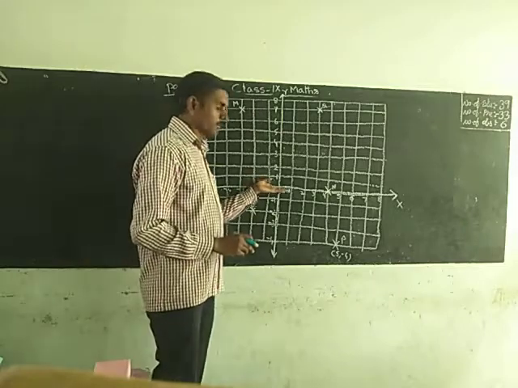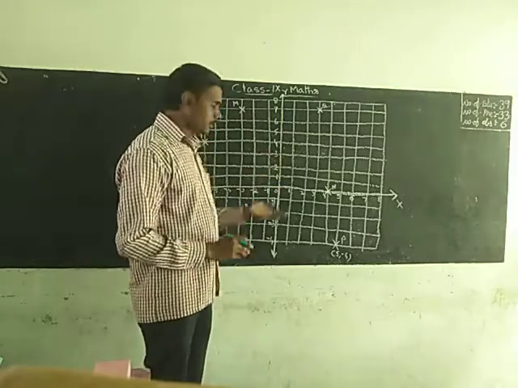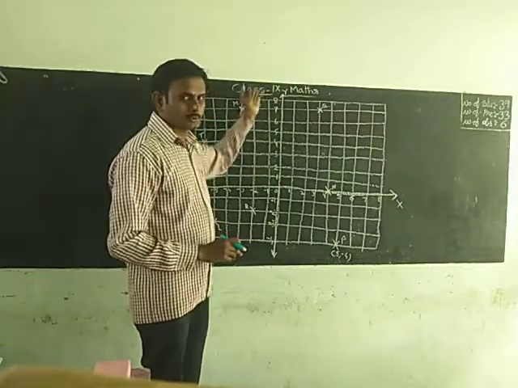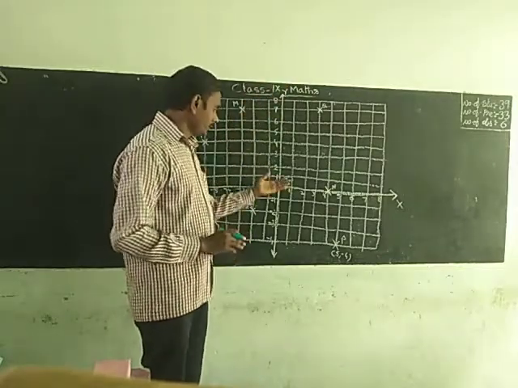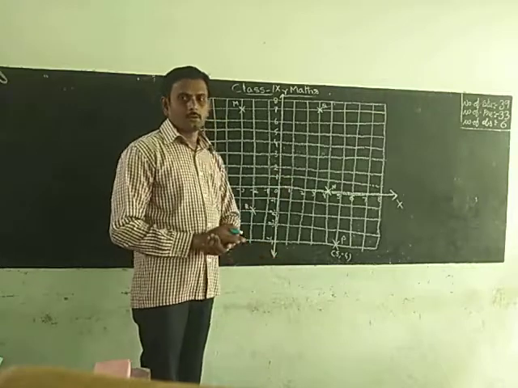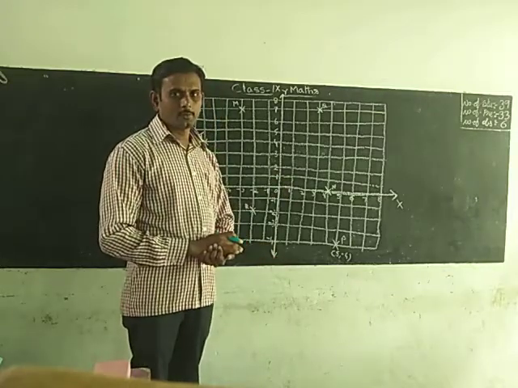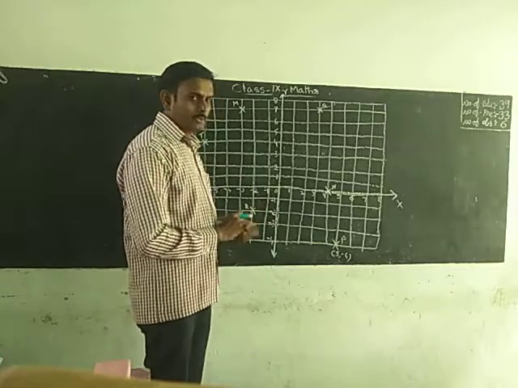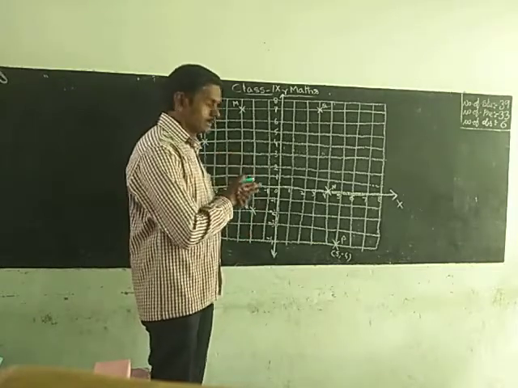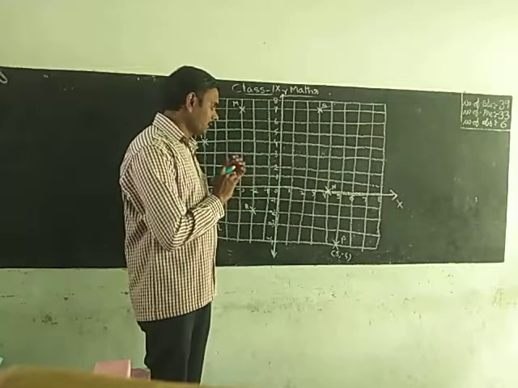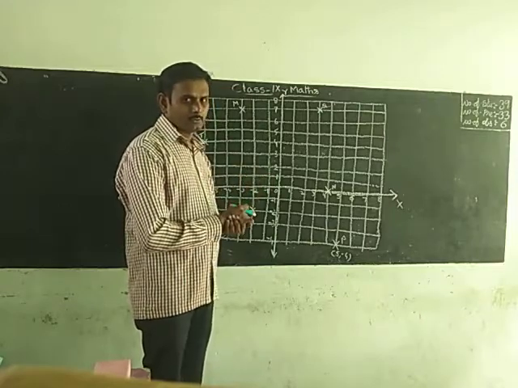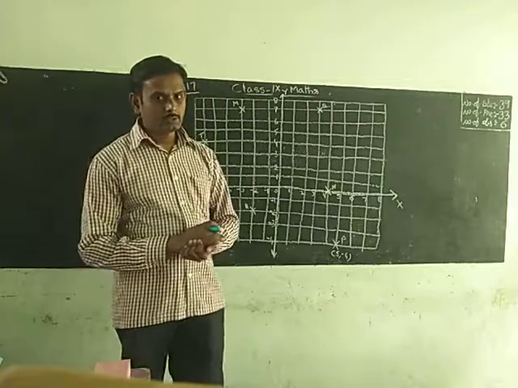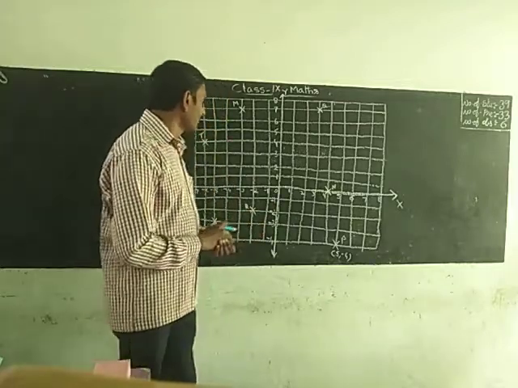Similarly, on the y-axis, above 0 all are positive numbers, 1, 2, 3, 4, up to 8 are given, and below 0 negative numbers are given. So the x-axis and y-axis are given with a scale; these values we can call the scale. After that, some points are marked there.